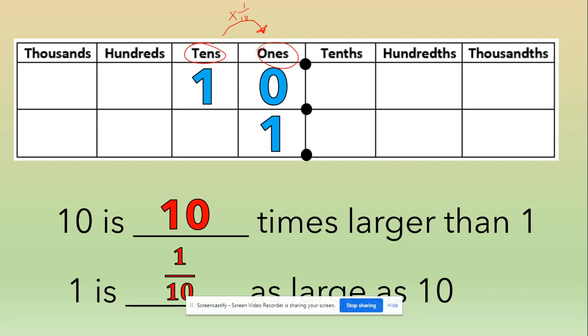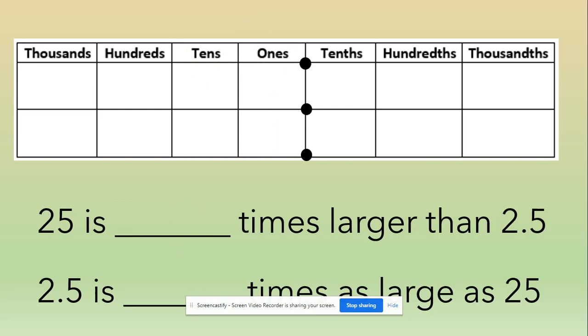Let's try doing the same with another one. Here we have 25 compared to 2 and 5/10. Let's start by putting these in their place value chart. 25 goes in our place value chart by placing the 2 in the tens place and the 5 in the ones place. 2 and 5/10 goes by putting 2 in the ones place and 5 in the tenths place.